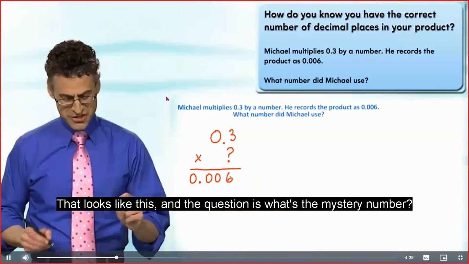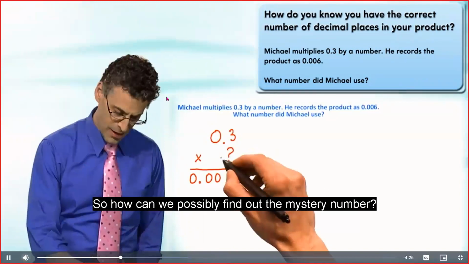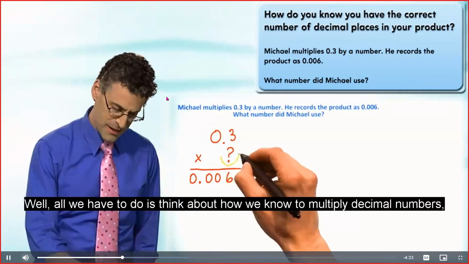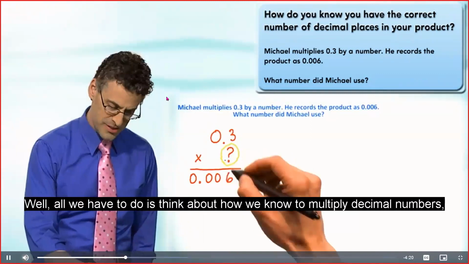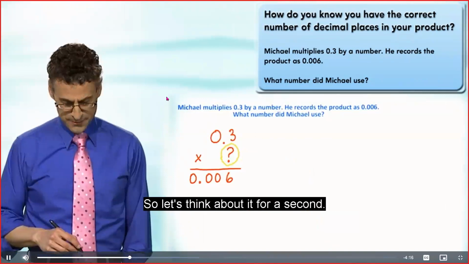And the question is, what's the mystery number? So how can we possibly find out the mystery number? Well, all we have to do is think about how we know to multiply decimal numbers and just kind of work backwards with our minds. So let's think about it for a second. Okay, so how do we do this?